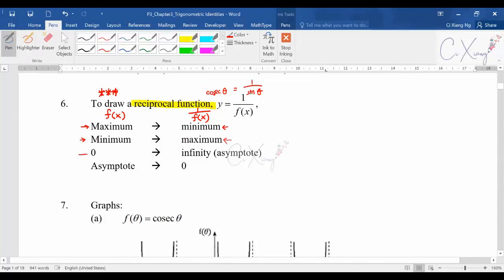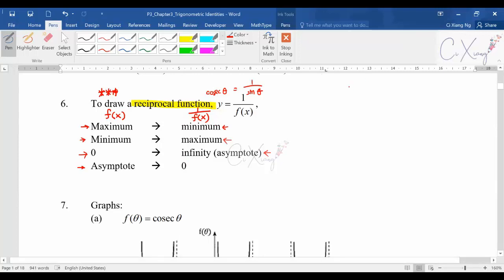Then the third one: when I have 0 in the original graph, it becomes infinity, or an asymptote, in the 1 over f(x) graph. The other way around, if I have an asymptote in the original graph, when I'm drawing 1 over f(x), it will become 0. By memorizing these four concepts, it will help me sketch the graphs for cosecant, secant, and cotangent. I don't really memorize the graph itself; I only memorize the rules here. Now I'm going to show you how to apply these rules.